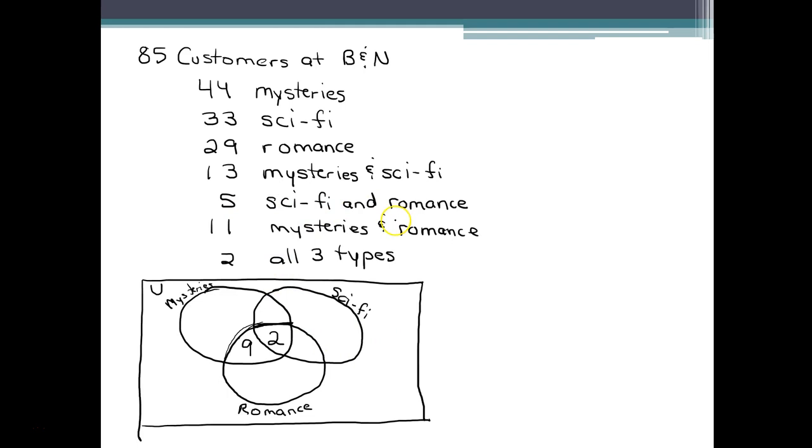5 purchased science fiction and romance. So in this overlap, we need 5. So 5 minus 2 is 3. 2 plus 3 gives us 5.